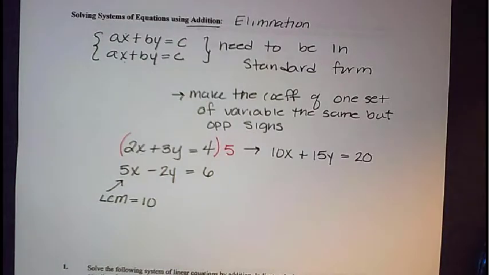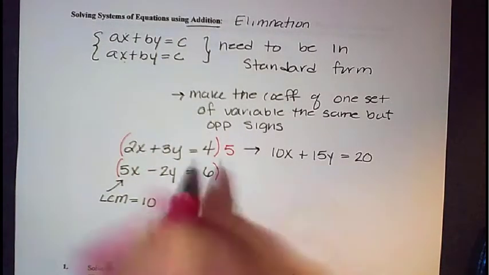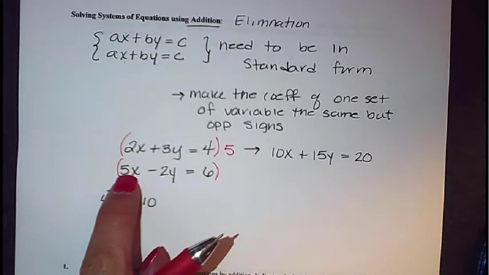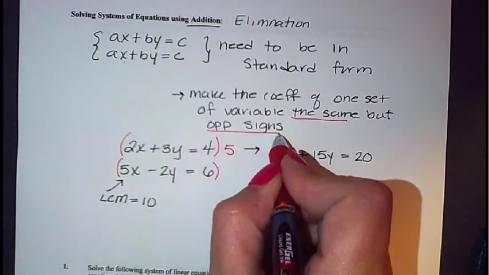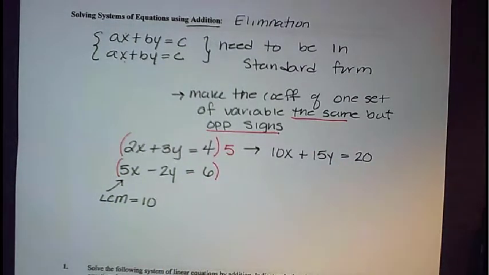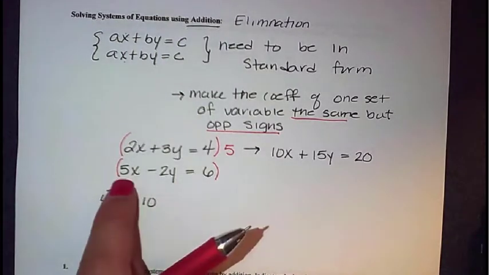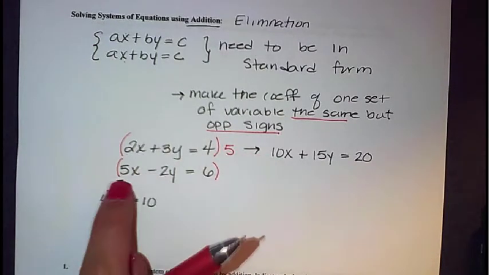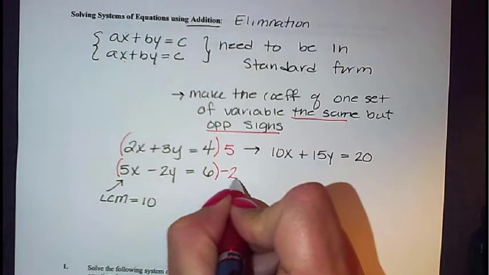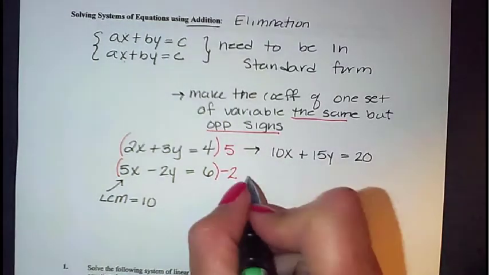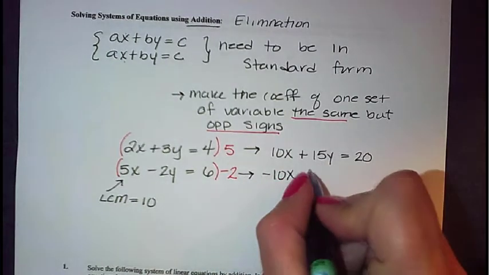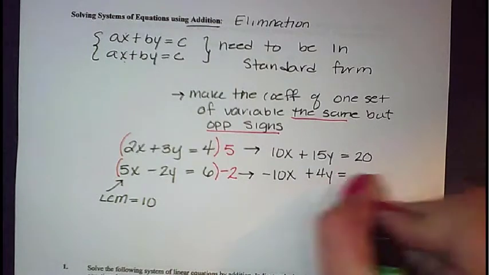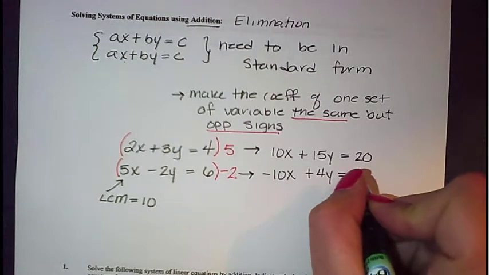And then we would say, okay, now I want this particular x to be a negative 10, because remember, I want them to be the same number but opposite in signs. So I need one to be positive, one to be negative. It doesn't matter which one's positive or which one's negative, I just need one of them to be a negative number. So since I made this one a positive 10x, I need to make this one a negative. So we're going to multiply by negative 2. Again, the entire equation gets multiplied by negative 2. So that would give us negative 10x plus 4y equals negative 12.